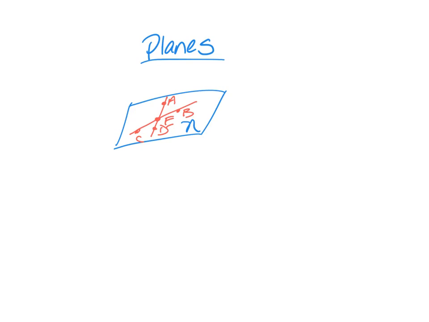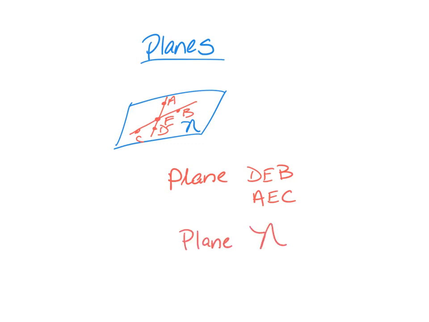So what three letters can you use? You can name that plane DEB. You can name it AEC. Yep, AEC. Any three letters. But I like, if there is a cursive, plane N. Cursive N.